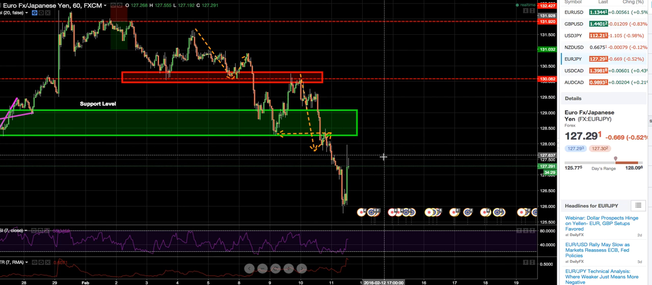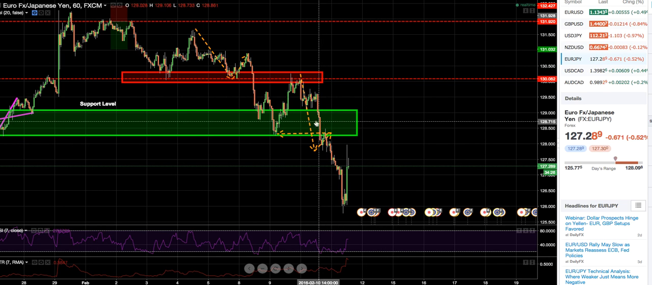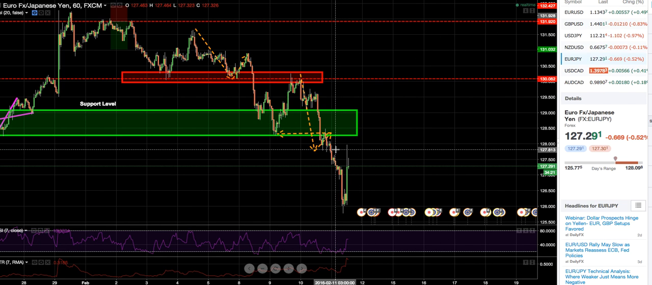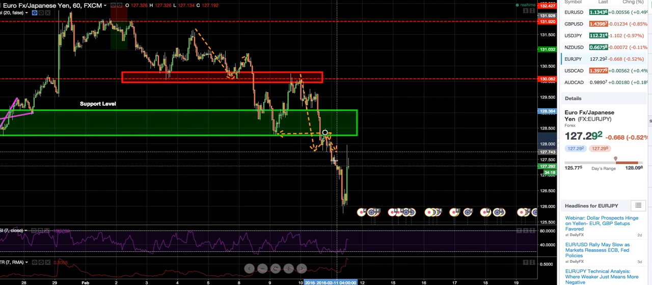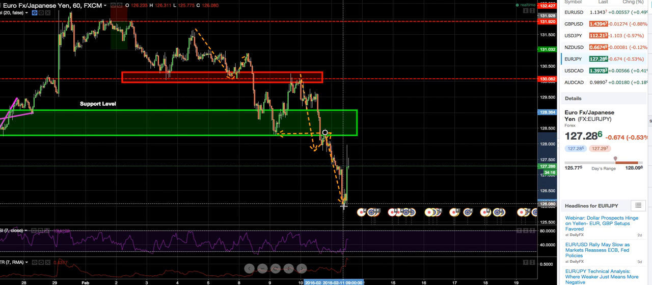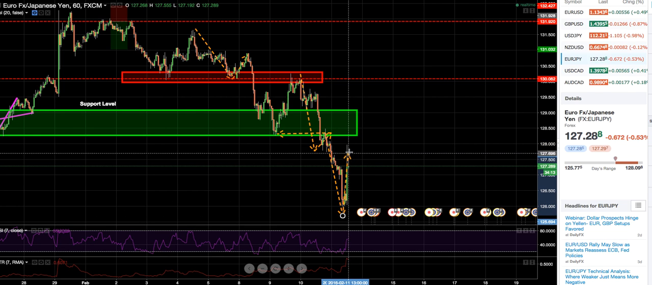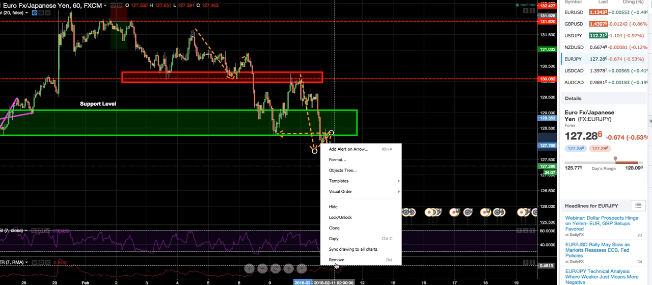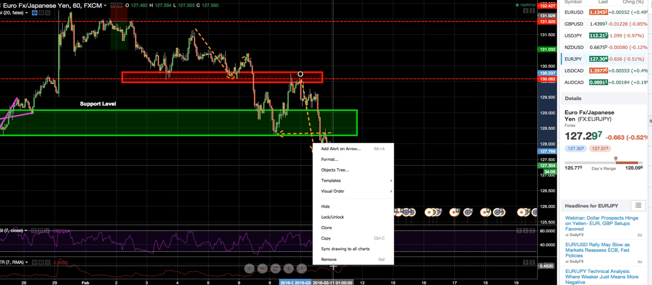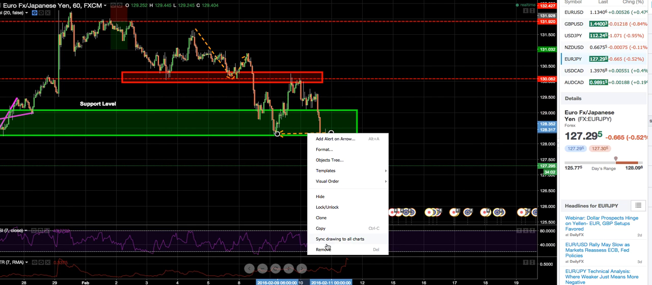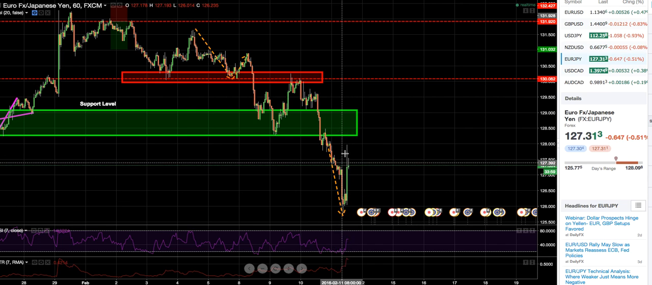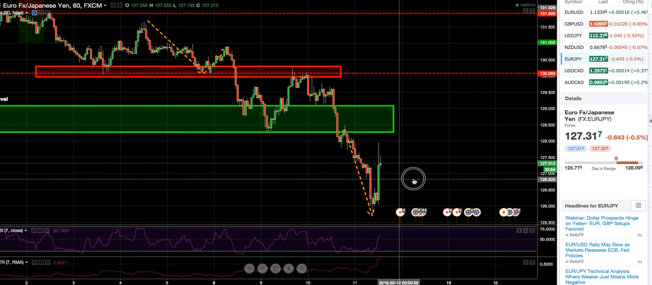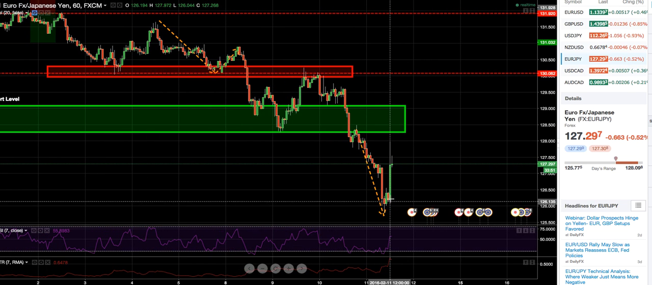As of for now, the euro yen, we just broke this structure right here, our little previous structure right here. Boom. We went back down, we came back up. Let's look at the candle right here. Let's erase some of those arrows. Like so. See that candle right here, probably a news candle as well, or something, I don't know. I really don't know, but it looks like a news candle.